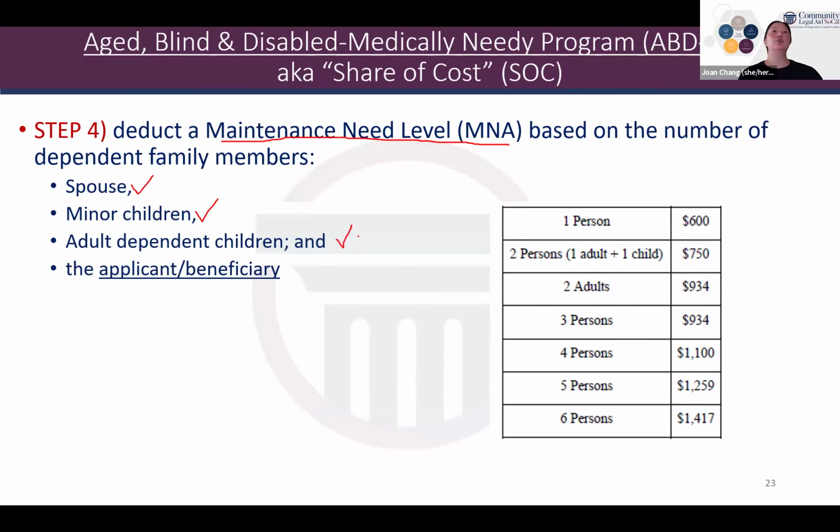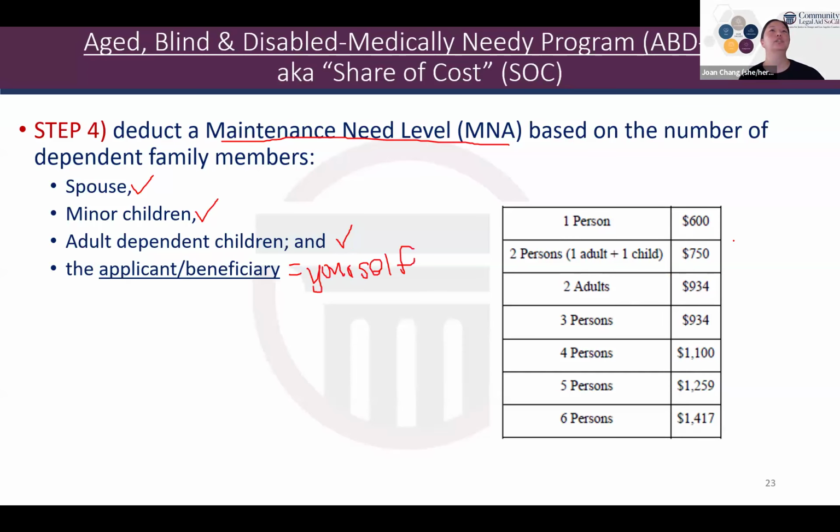I had a 70-year-old client who had a disabled adult daughter who was in her 40s, who they were financially and physically still caring for, and the daughter was still living with them. So we were able to count the daughter in their maintenance need level amounts. And you also include yourself. So this is the chart as to how much you get to deduct for how many of these people.